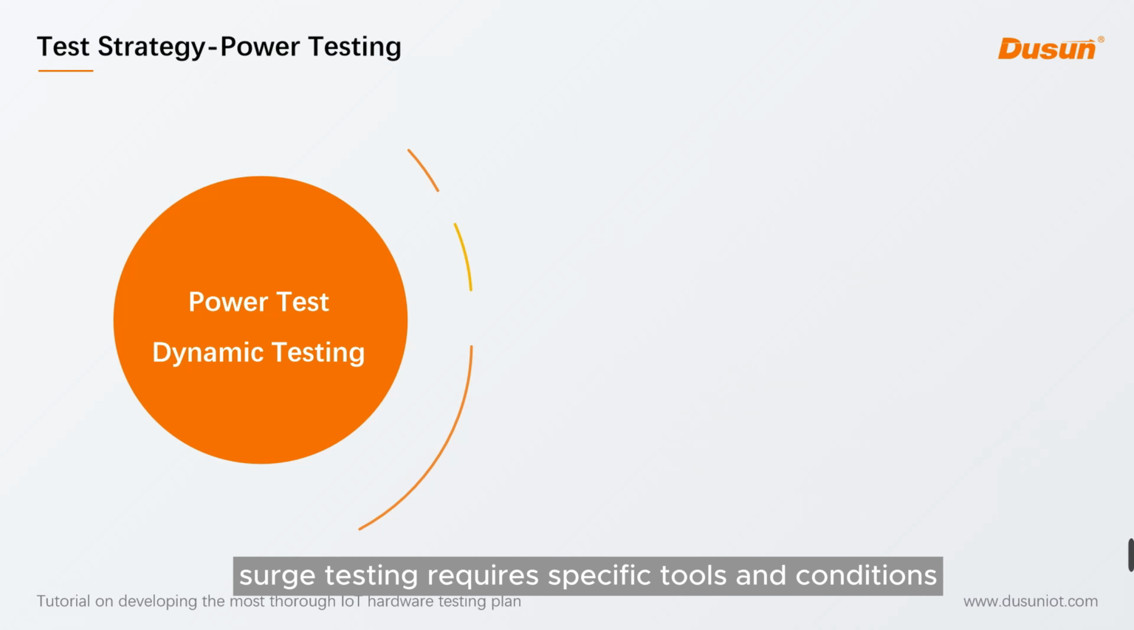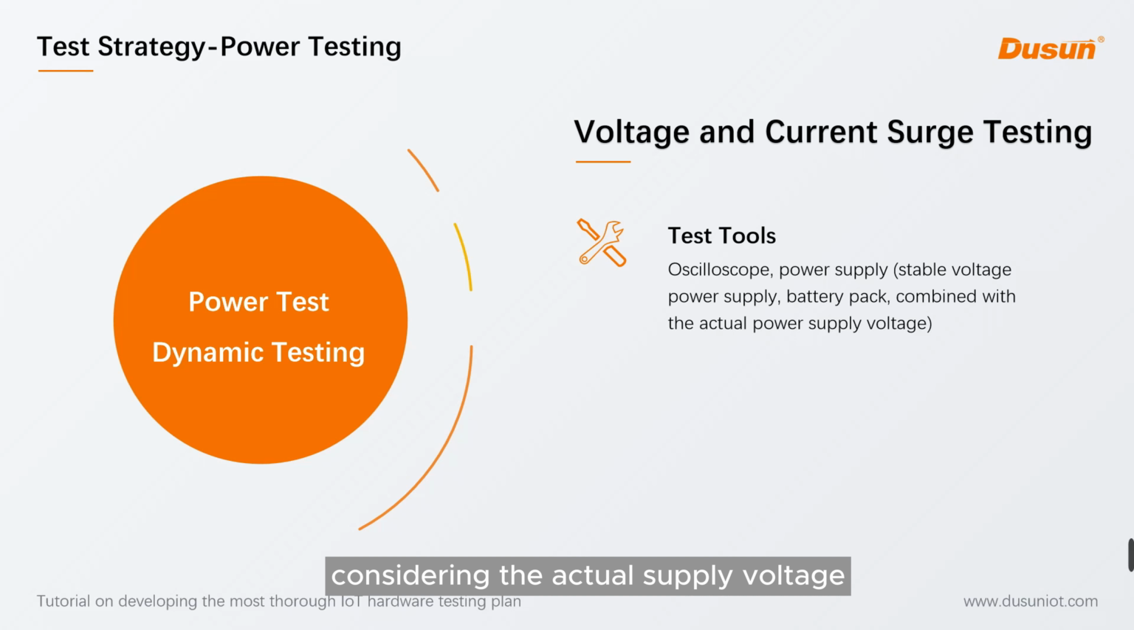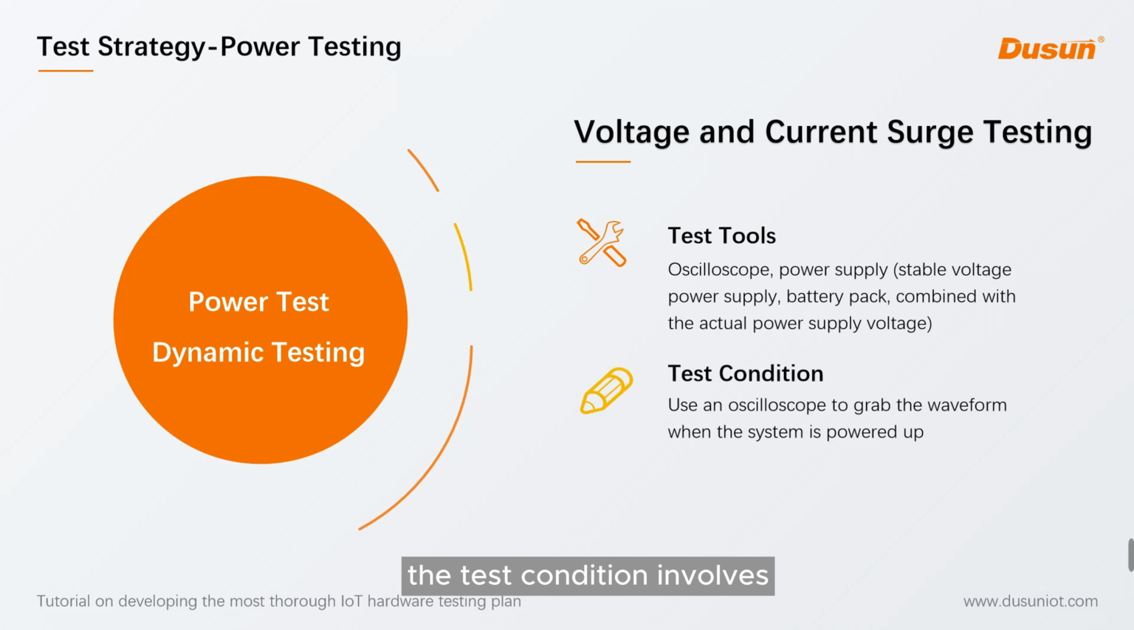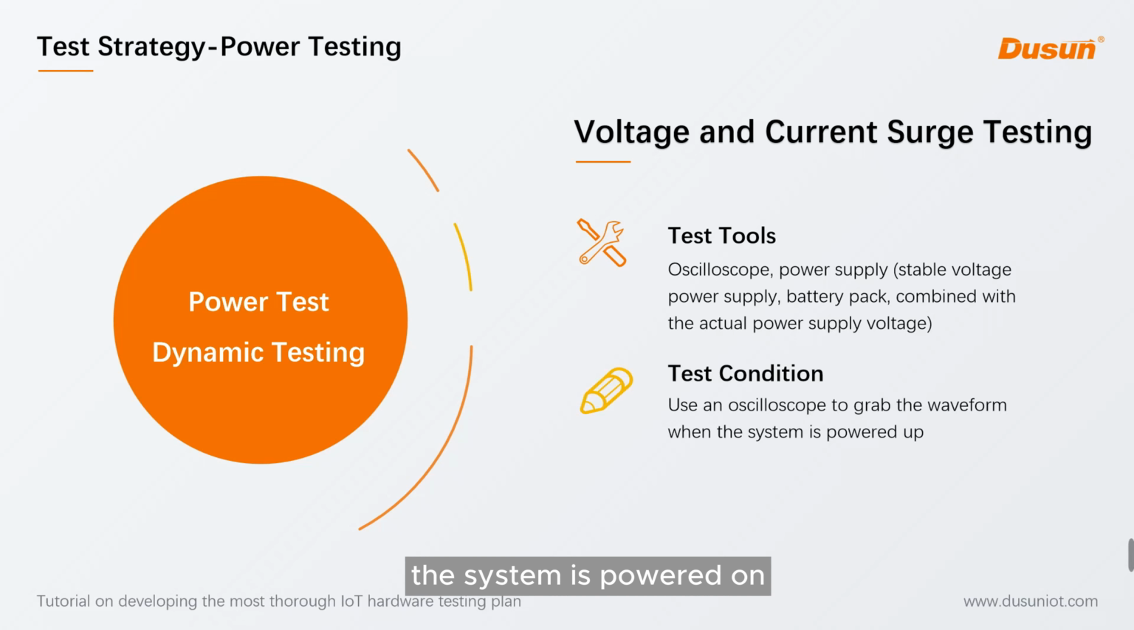Voltage and current surge testing requires specific tools and conditions. The tools needed for this test include an oscilloscope and a power source such as a regulated power supply or a battery pack, considering the actual supply voltage. The test condition involves capturing waveforms with an oscilloscope when the system is powered on.